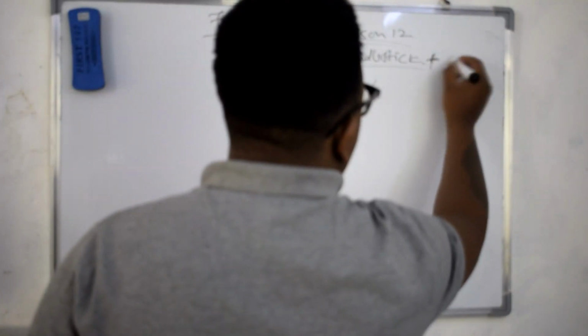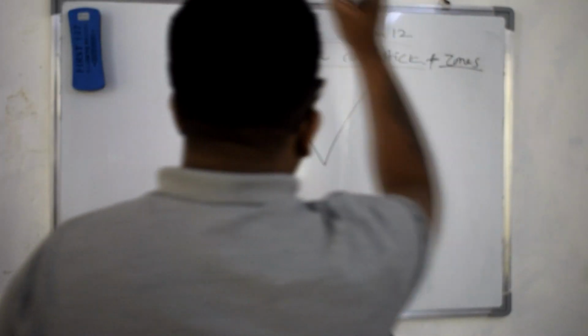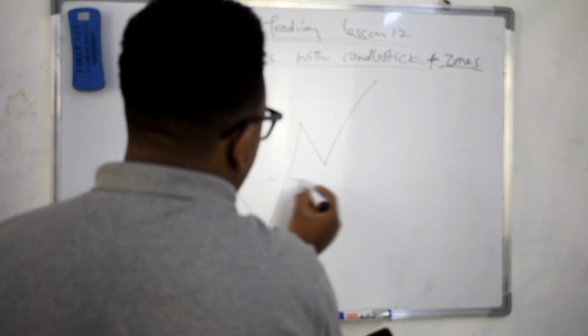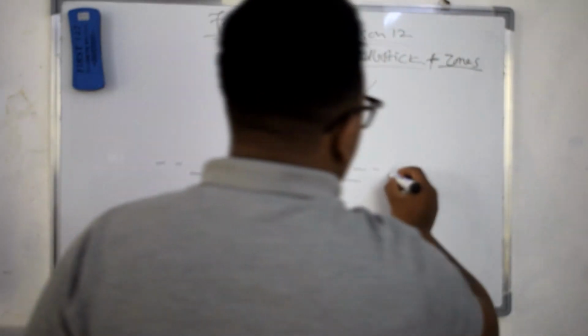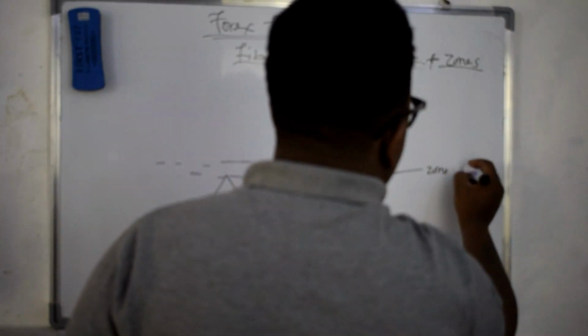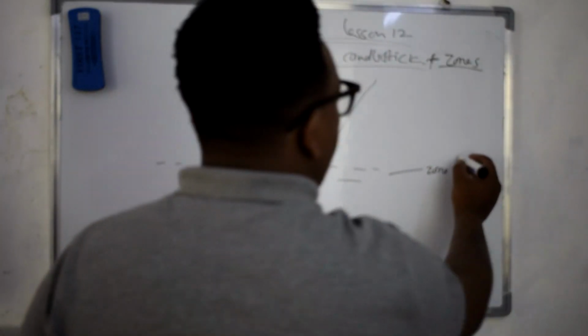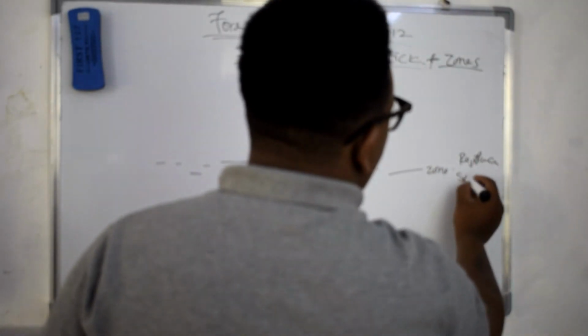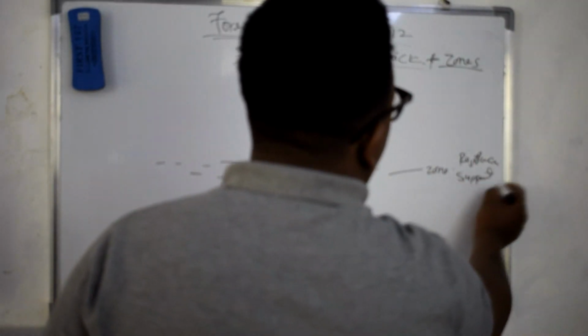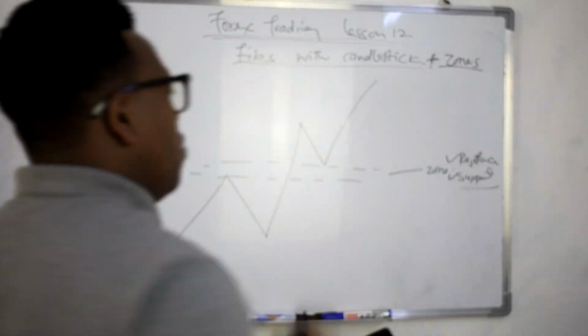Let's add zones. So here we have a zone. This is a zone. Depending on the scenario, this one could be a resistance zone, and it could also be a support, depending on where you're viewing things from.